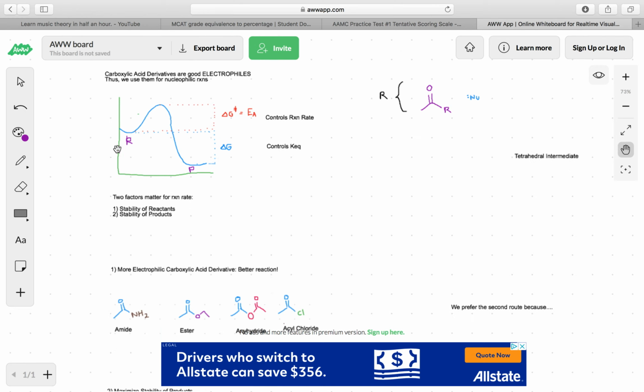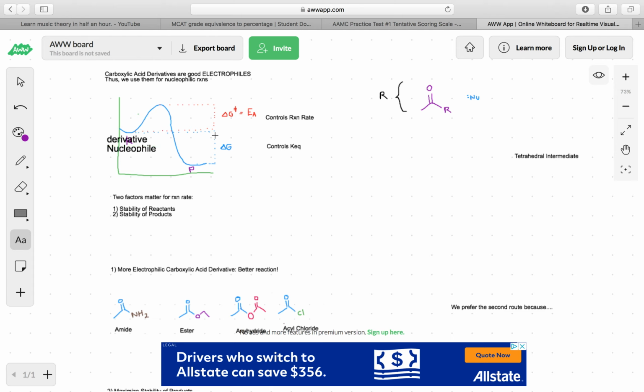So here I drew an energy diagram, which is really important for us to understand how our derivatives work. We start off with our reactants, denoted by R. You have your transition state, and then you eventually get your products. Your reactants in this case would be your derivative, but remember, our derivative acts as an electrophile, so it's going to react with a nucleophile. And our products, which is just going to be the product of this reaction.